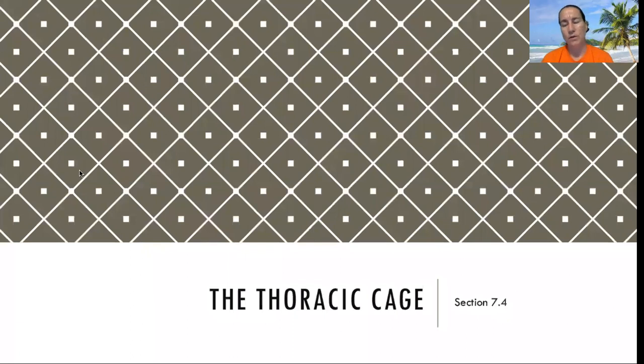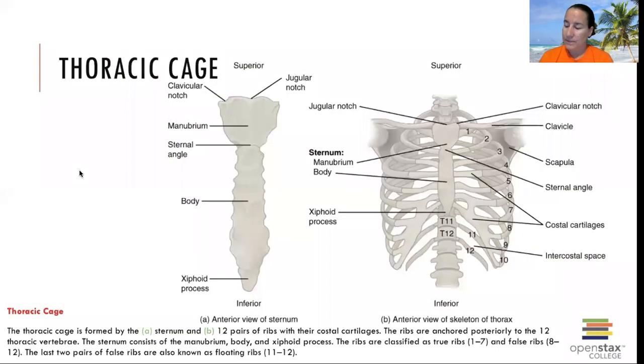Hey guys, so we are going to go through the last two sections. We've got the thoracic cage and then development. So thoracic cage, what are the parts? We already went over the vertebral column. So the thoracic cage is the ribs. The ribs and sternum are going to be our major components of the thoracic cage.